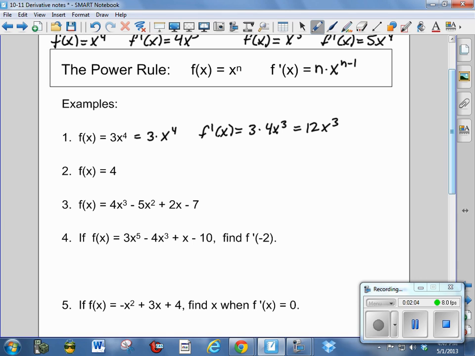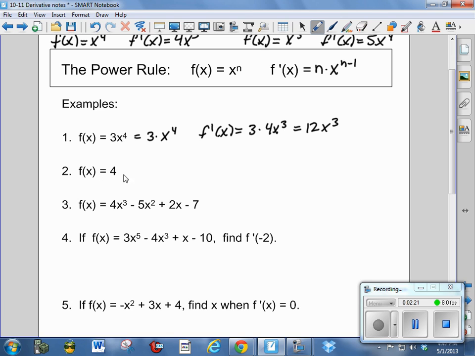Another way of looking at that, maybe in a more concise way, would be take 4, the derivative, multiply it by the coefficient that's already there, which is 3, and then just reduce the exponent by 1. So we have 4 times 3 x cubed.